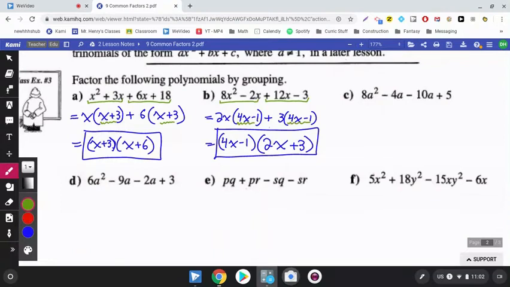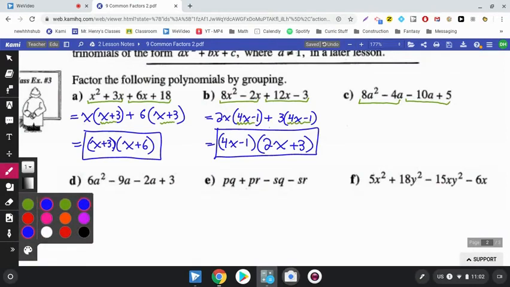So 8a squared minus 4a minus 10a plus 5. The first thing I'm going to look at is, is there a common factor? Always, always, always, always, always. No matter how many new methods we learn, always look for a common factor. Well, there isn't one, but I'm glad I looked.